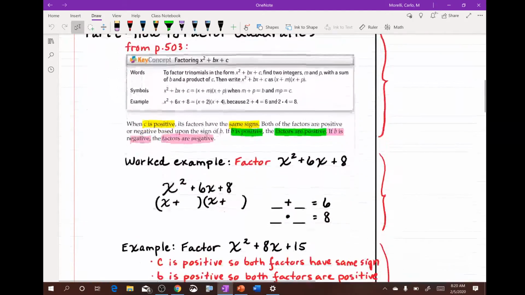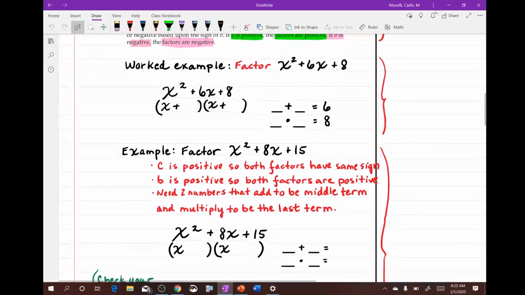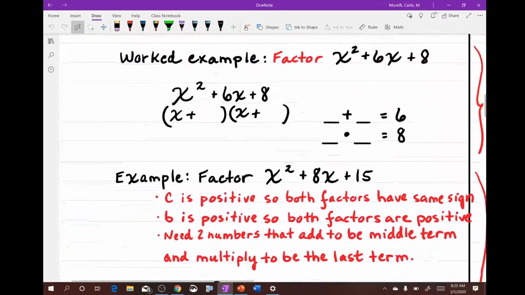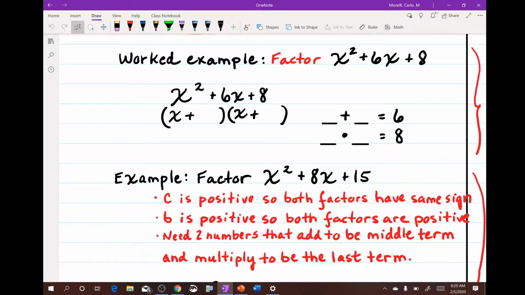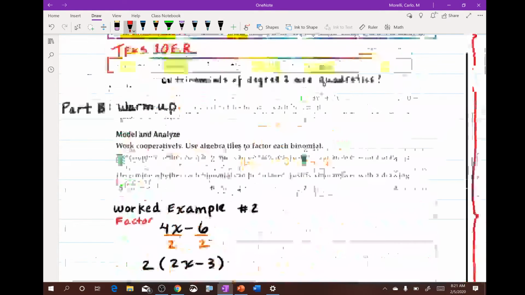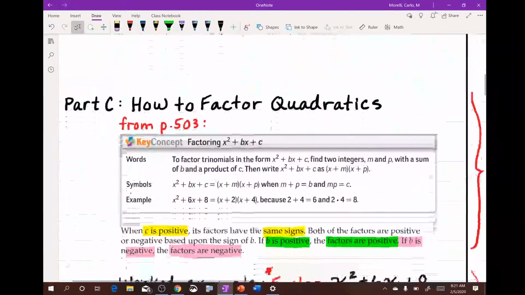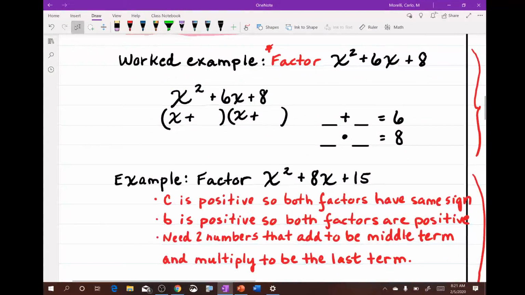We're going to skip on down to this problem here. At this time, I want you to take these notes. All you have to do is write down this: factor x squared plus 6x plus 8. You can title this section Factoring Trinomials. Okay? This is part C.